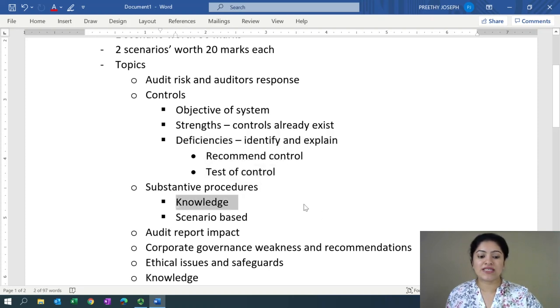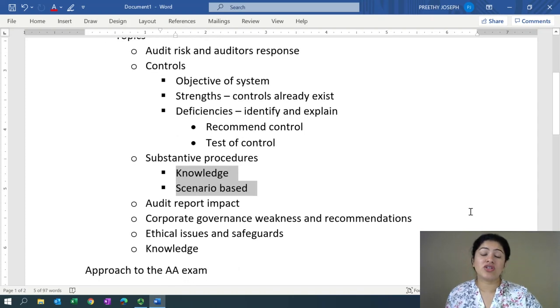Then for sure, substantive procedures will be there. Both will come, knowledge as well as scenario based. Knowledge will be part of the 30-mark question, where they will just say, describe the substantive procedures on any account balance or class of transaction. For example, they will say, describe the substantive procedures on receivables. There's no scenario based on it. You should just know what substantive procedures you need to perform, worth around 5 marks maximum. Then we're talking about scenario based.